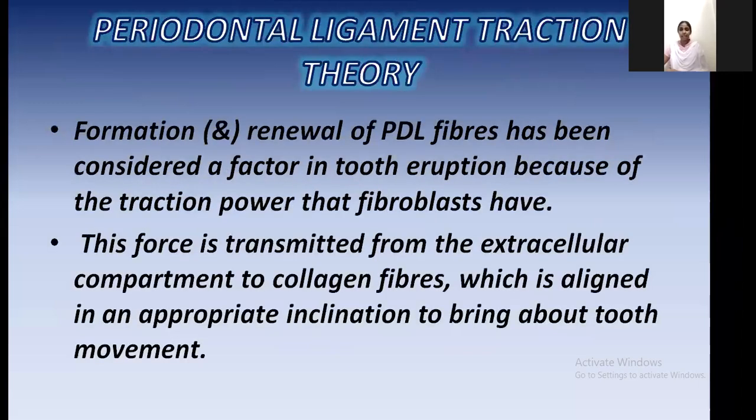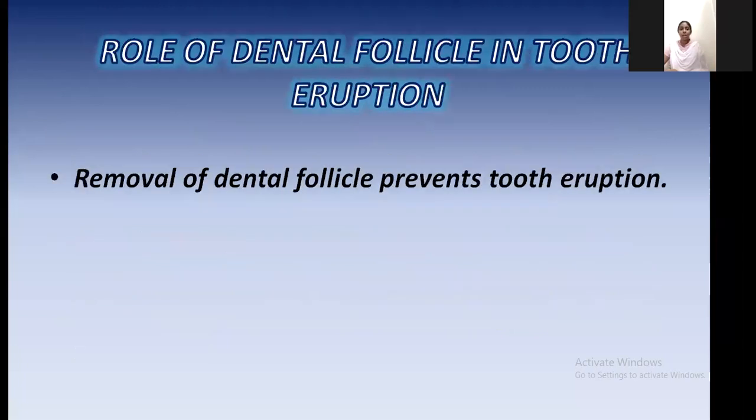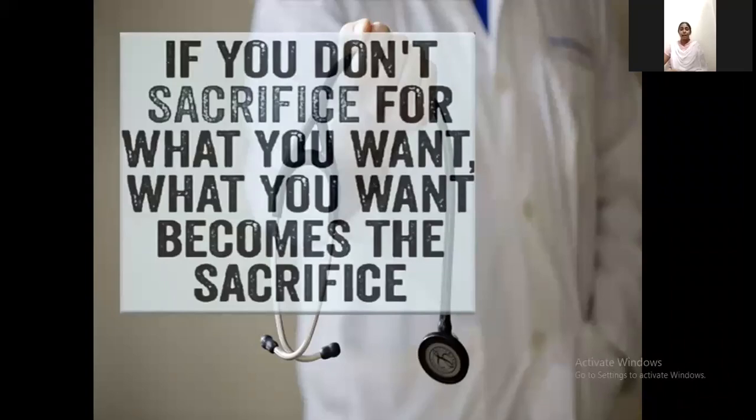Periodontal ligament traction theory. Formation and renewal of periodontal ligament fibers has been considered a factor in tooth eruption because of the traction power that fibroblasts have. This force is transmitted from the extracellular compartment to collagen fibers, which is aligned in an appropriate inclination to bring about tooth movement. Role of dental follicle in tooth eruption. Removal of dental follicle prevents tooth eruption. This is actually true. We are ending this class here.